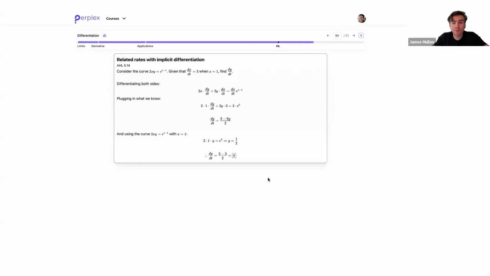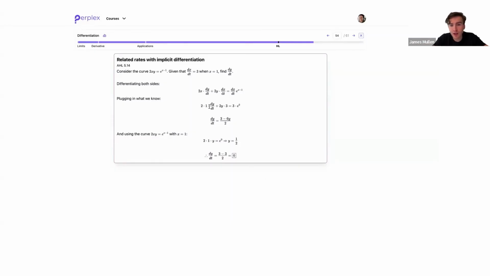Now, another kind of related rate that shows up a lot is with implicit differentiation, where you're given a curve like 2xy is equal to e to the x minus 1, and you're given that dx/dt is equal to 3 when x is equal to 1, and you have to find dy/dt. So again, we differentiate both sides. I get 2x times dy/dt plus 2y times dx/dt is equal to dx/dt times e to the x minus 1.